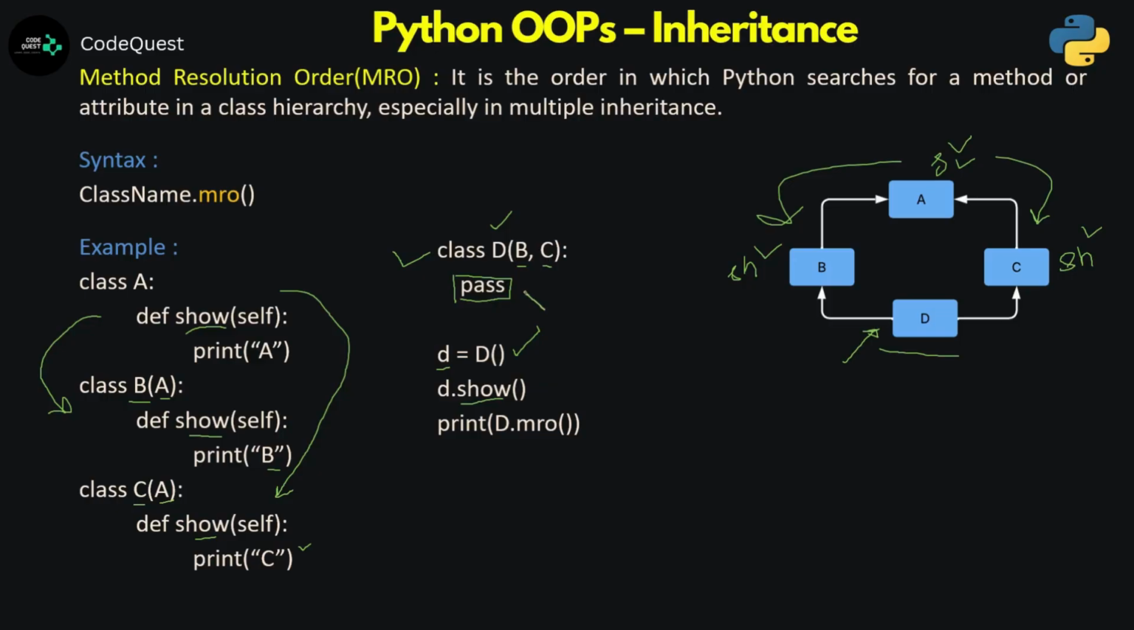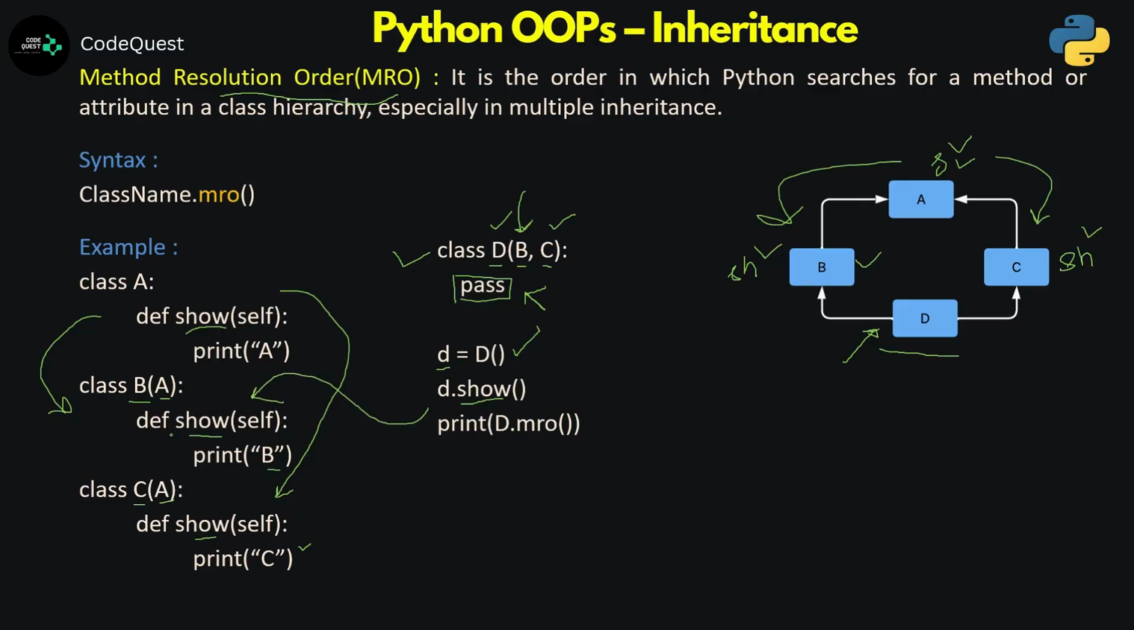But we see there is no show method available inside class D. So now where does it search? Will it search in class B or class C? This is what your method resolution order will decide. Now it is going to check: while you created this child class D, you listed multiple base classes, and what is the order in which you have kept those base classes. As you can see here, the very first class you have kept is B. That means this show method will be searched within class B.